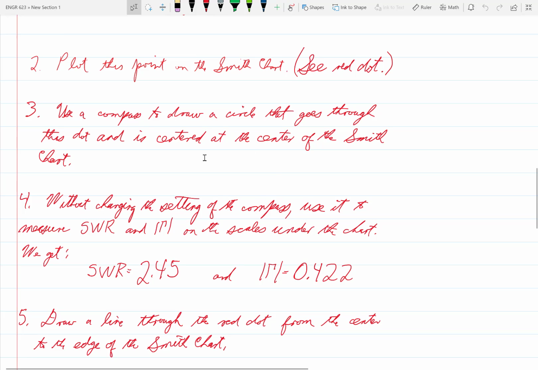And that is described in a little more detail in number 4. It says, without changing the setting of the compass. In other words, we don't change that radius. We use the same radius for the circle if we had actually drawn the circle, but again, it's not absolutely necessary to draw the circle. But without changing the setting of the compass, use it to measure SWR and magnitude of gamma on the scales under the chart. And if you do that in this case, you will get SWR of 2.45 and magnitude of gamma is 0.422.